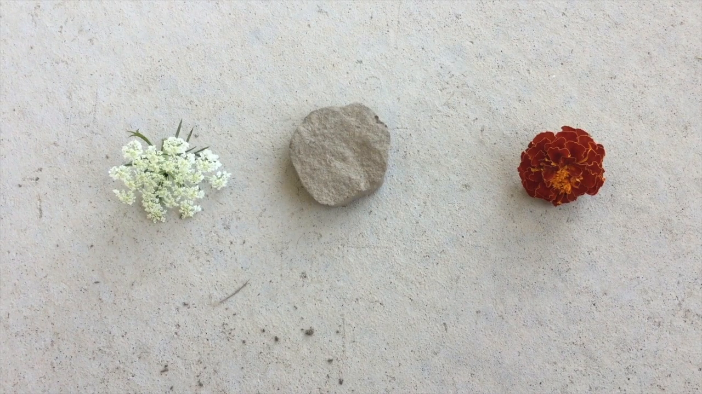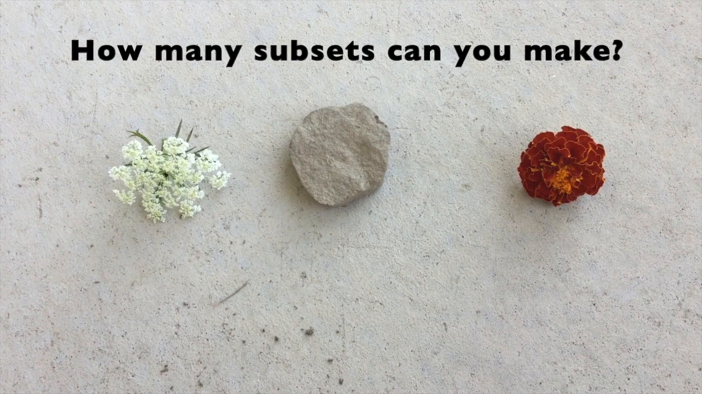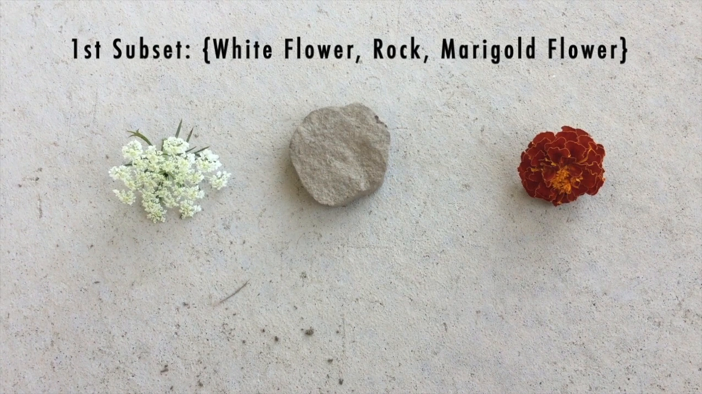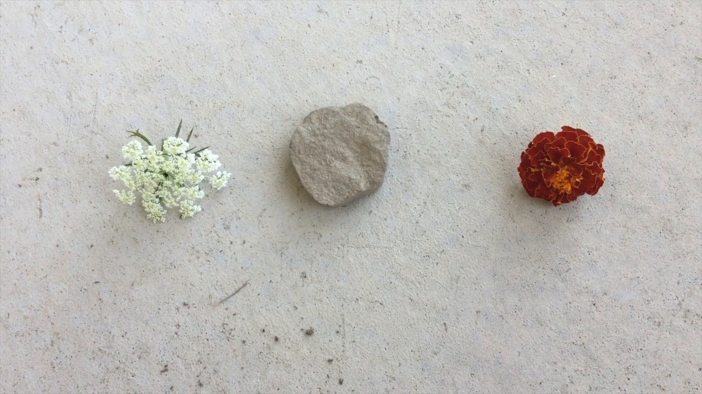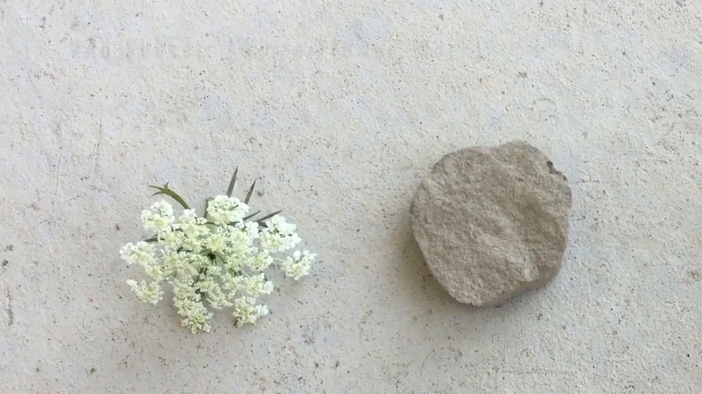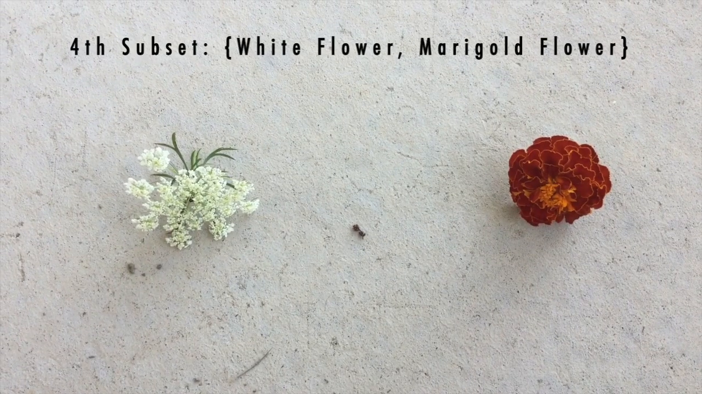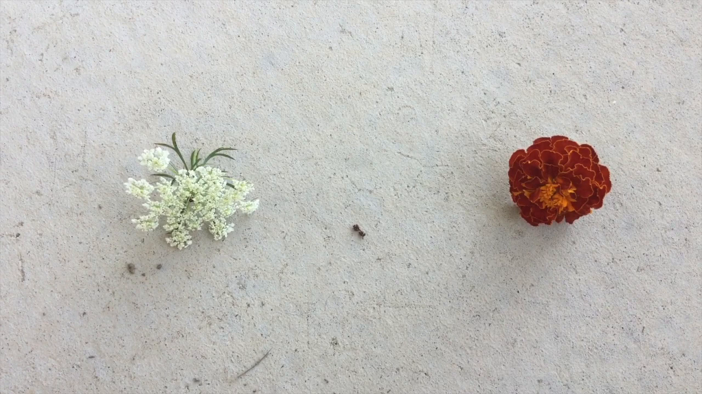I have a question for you based on this 3-element set of flower, rock, flower. How many possible subsets can you make from this set? A subset contains some or all of the elements of the original set. This is a 3-element set, so the first possible subset would be the one that uses all 3 elements: white flower, rock, marigold flower. Now, how many different 2-element subsets are there? Well, we could have white flower, rock, or rock, marigold, or white flower, marigold flower. That's all the possible ways that you can make a set out of 2 objects from this original set.